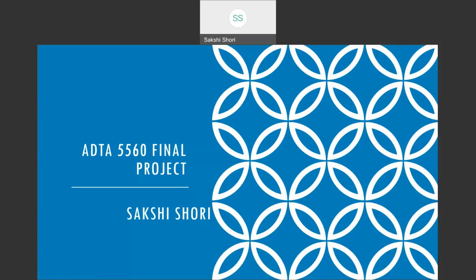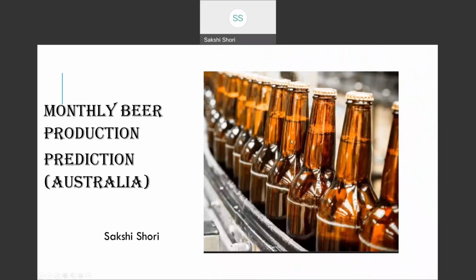I am a student of ADTA 5560 course, which is Recurrent Neural Networks. Today, I'll be talking about the final project that we have done in this course. My project dealt with a monthly beer production, prediction, and forecasting for a data set in Australia. And the goal is to forecast the Australian beer production. So we will be working towards that prediction and forecasting.